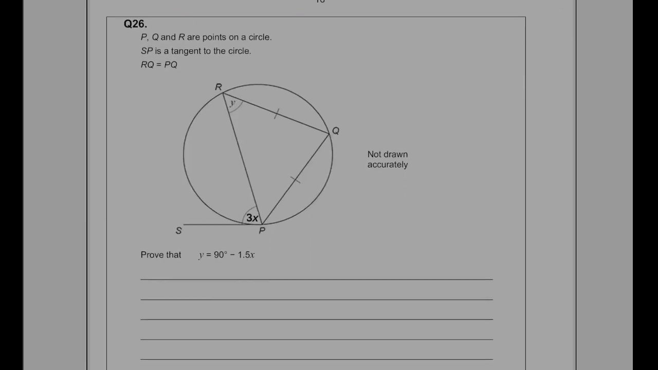Right, question 26. So we've got, prove that y is equal to 90 minus 1.5x. Okay, so I'm going to say that that's going to be equal to 3x first of all. So I'm going to say that RQP is equal to 3x. And my reason for that is it is the alternate segment theorem.